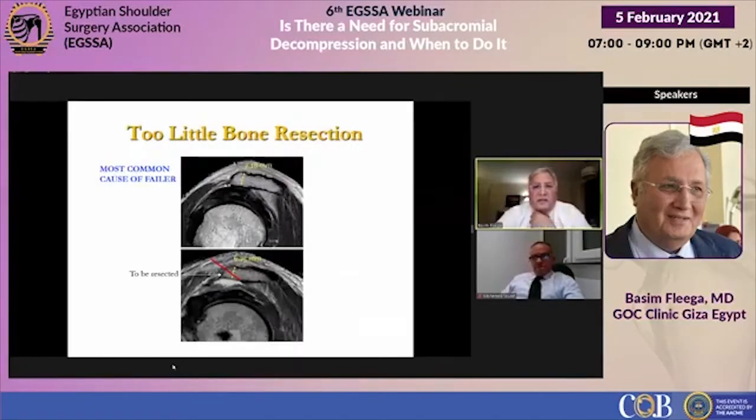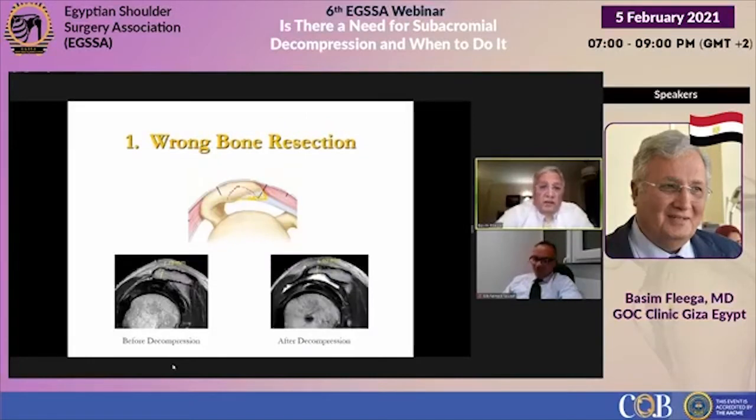Now, what happens if we do too little bone resection? This is actually the most common cause we see in our clinic of failed subacromial decompression, by not removing enough bone from the anterior acromion.